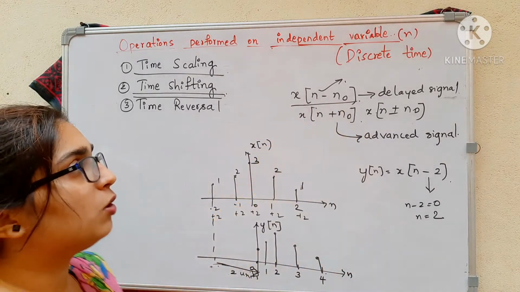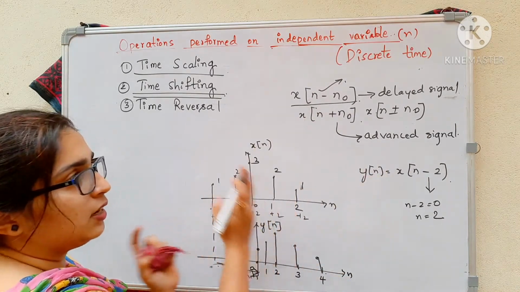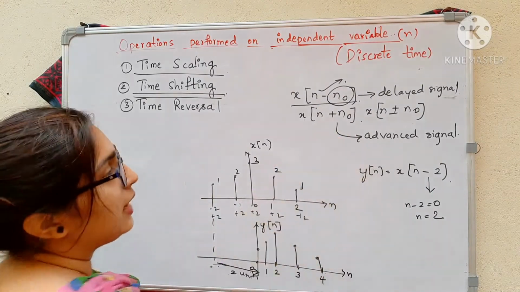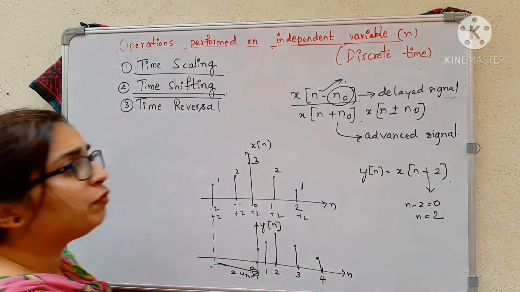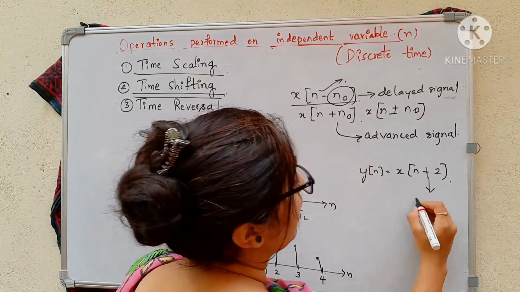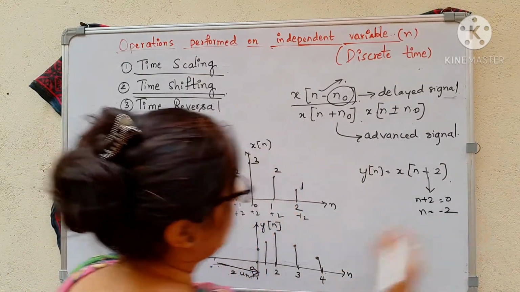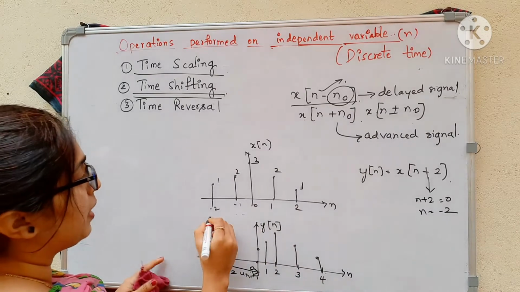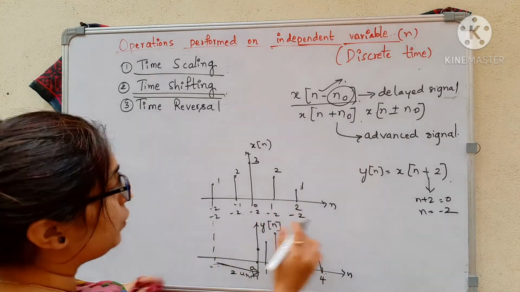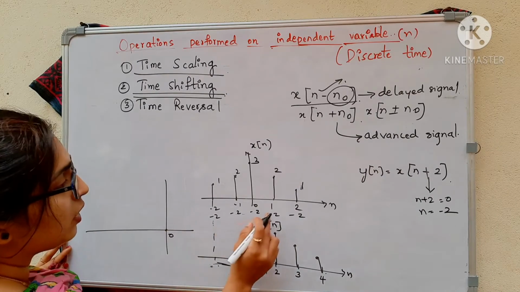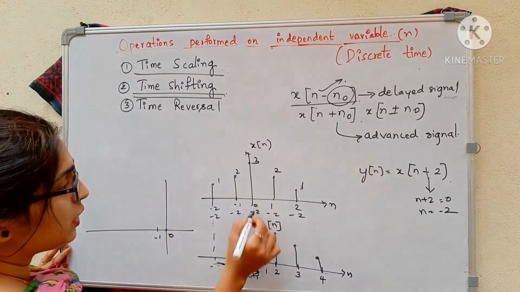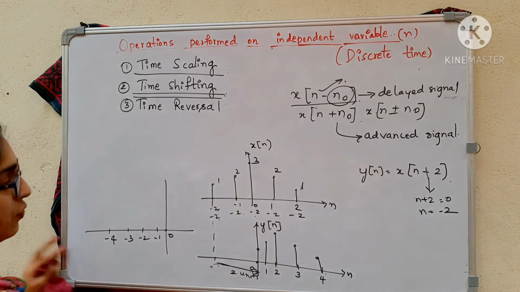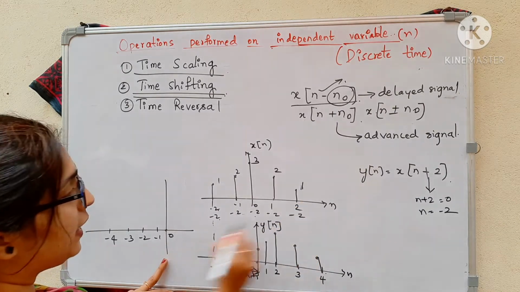So x of n minus n naught means we are going to shift the signal towards the right by n naught units. Similarly, if I consider x of n plus n naught, now I have to find x of n plus 2. In this case, n plus 2 is equal to 0, so n is equal to minus 2. Now I will be adding minus 2 to everything. So 2 minus 2 is 0, then minus 1, 0 minus 2 is minus 2, minus 1, minus 2, minus 3, minus 2, minus 2, it is minus 4. So whatever the value is at 2, you will get it at 0.